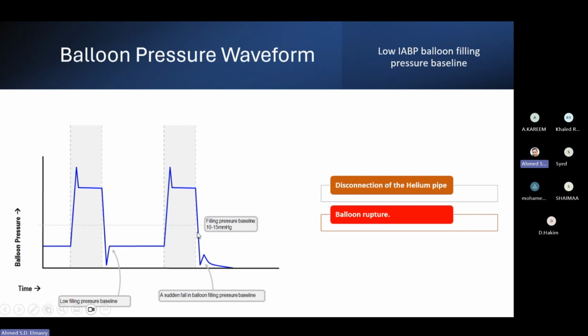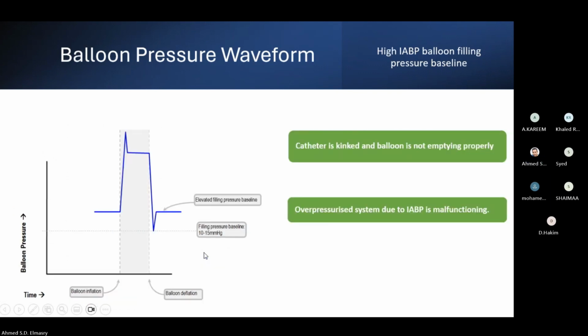So the filling pressure baseline may be less than 10 to 15 millimeters of mercury. This happens if you have a disconnection of the helium pipe, or a leakage of the helium, or a balloon rupture, so you will not get any pressures.